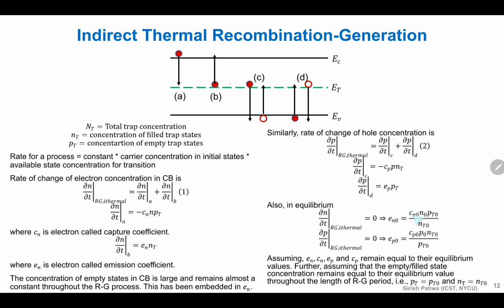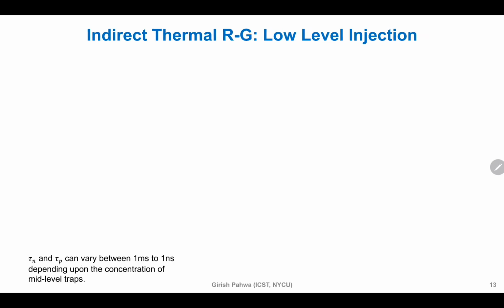This En naught will become En, Cn naught will become Cn, and N naught I will keep as N naught. I am not assuming N naught is equal to N, but PT naught is PT, NT naught is NT. So this is what I get: En is equal to this and Ep is equal to this. So what do they now mainly depend on? En depends on the concentration of electrons in equilibrium. Ep depends upon the concentration of holes in equilibrium, and of course the trap states.